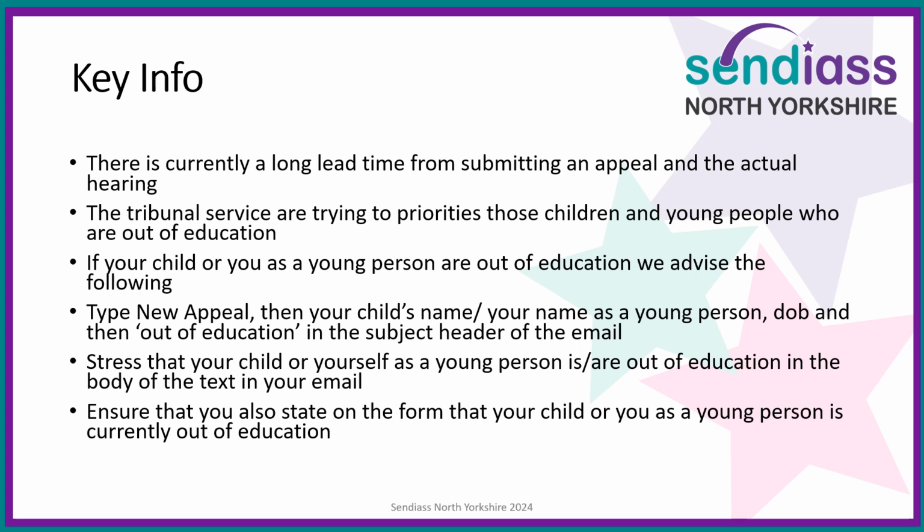Another thing they're trying to do is to prioritise children and young people who are actually out of education and therefore receiving none. If you, as a young person or your child, are out of education, we advise the following. Type appeal, then your child's name or your name as a young person, date of birth, and then out of education in the subject header of the email. Stress that your child or yourself as a young person is or are out of education in the body of the text in the email. And also ensure that you state on the form that your child or you as a young person is currently out of education. This may seem like a little bit of overkill, but it's really crucial that we get this message across to them, as those out of education are more vulnerable than those who are in it.